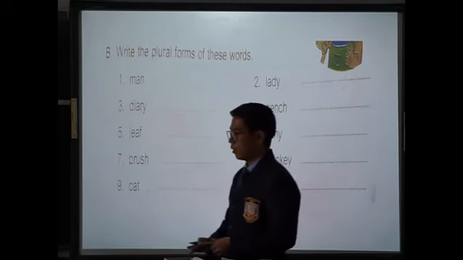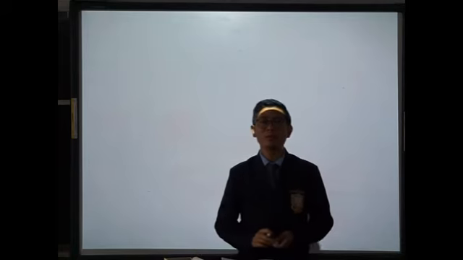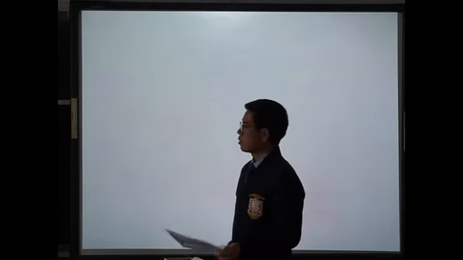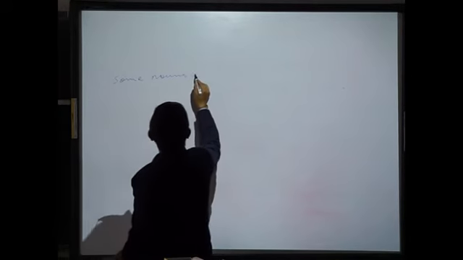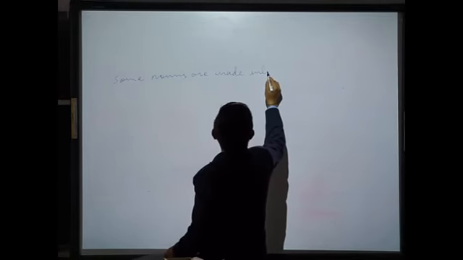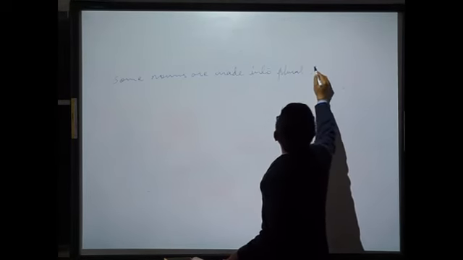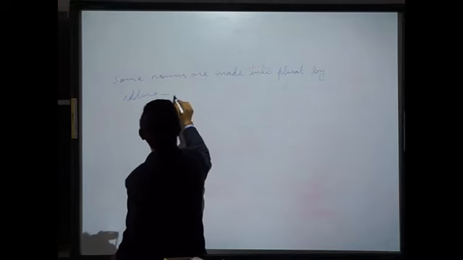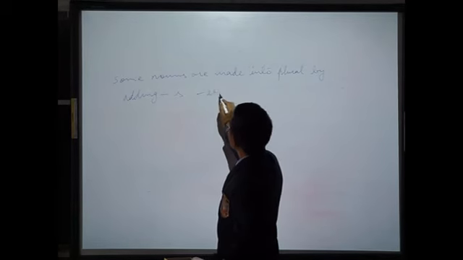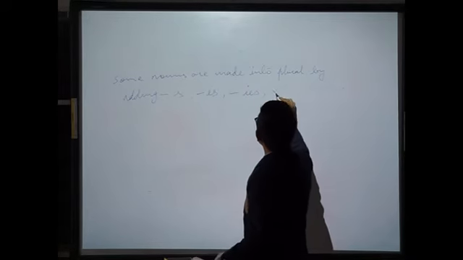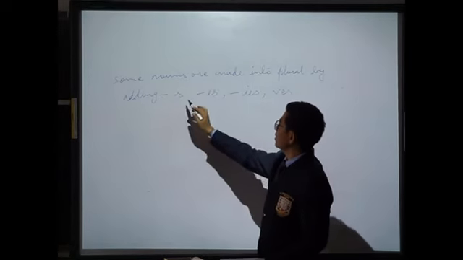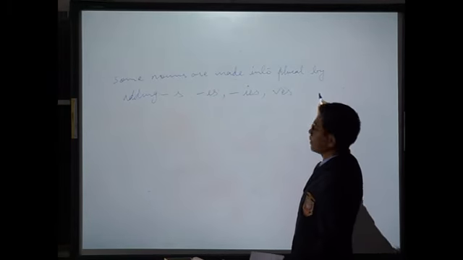These are the words. Now plural, we have learned in the class singular and plural, isn't it? Singular and plural. So okay, we all know that some nouns are made into plural by adding s, es, ies, ves. So some nouns are made into plural by adding s, es, ies, ves at the end of the word.